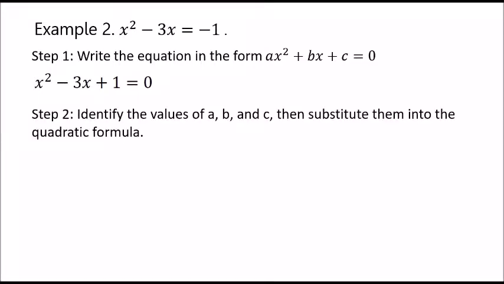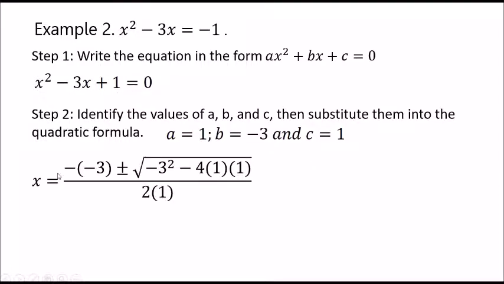For our step 2, we need to identify the values of a, b, and c. Tapos, isusubstitute natin sa quadratic formula. So, our a is 1, b is negative 3, and c is positive 1. So, sinubstitute na natin sa quadratic formula. So, we have now x equals 3 plus and minus the square root of 9 minus 4 all over 2. So, we have now x equals 3 plus and minus the square root of 5 all over 2.